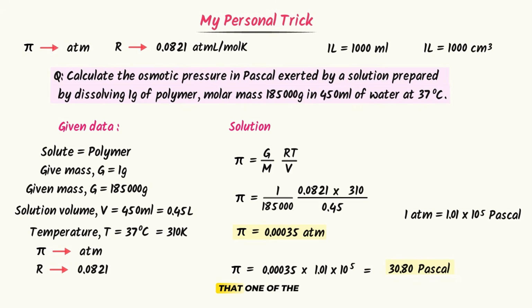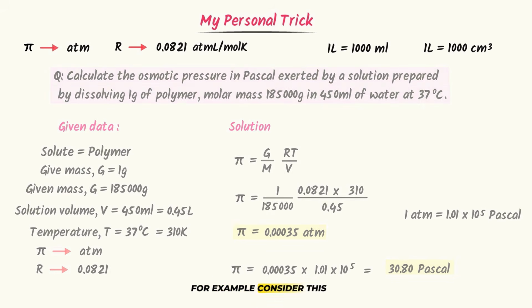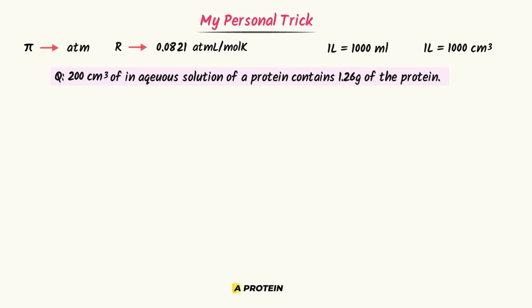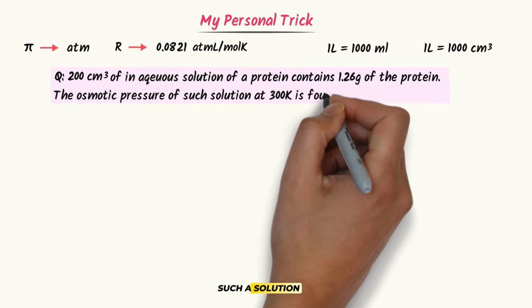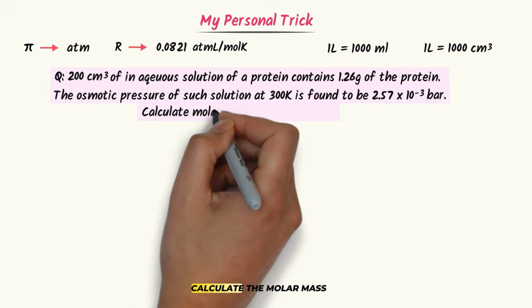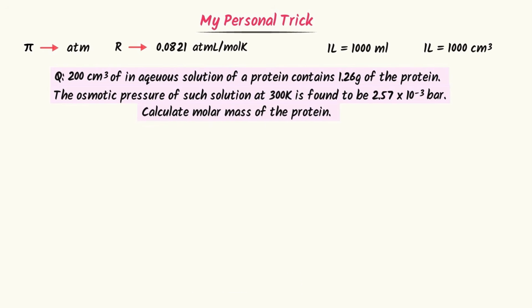Also remember that one of the biggest uses of osmotic pressure is to find the molar mass of big proteins. For example, consider this question. 200 cm cube of an aqueous solution of a protein contains 1.26 gram of the protein. The osmotic pressure of such a solution at 300 Kelvin is found to be 2.57 into 10 raised to the power negative 3 bar. Calculate the molar mass of the protein.